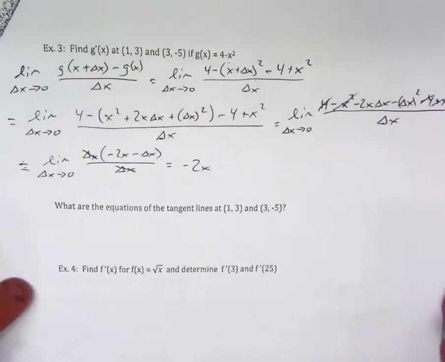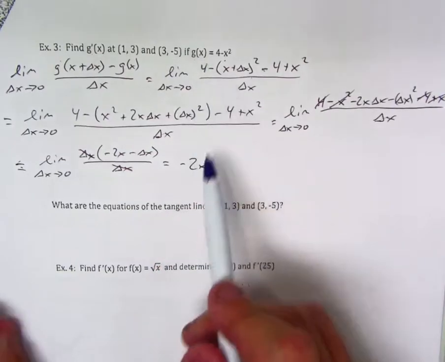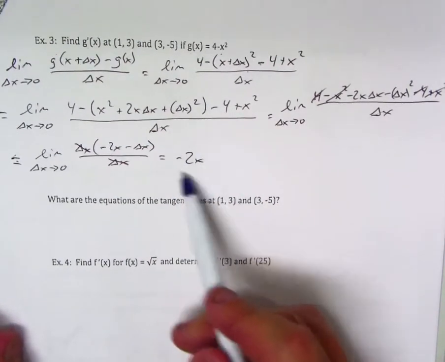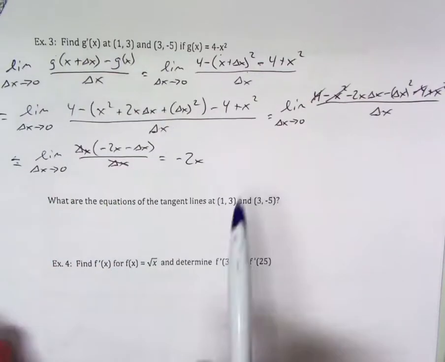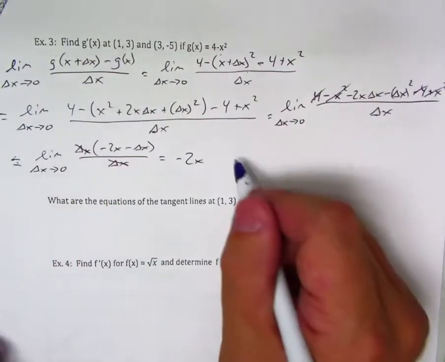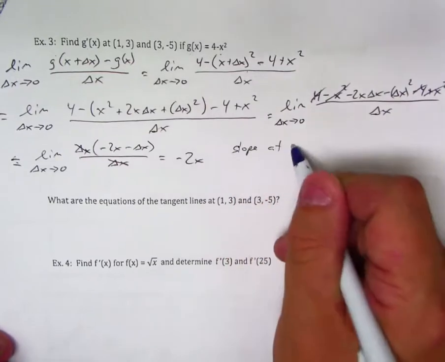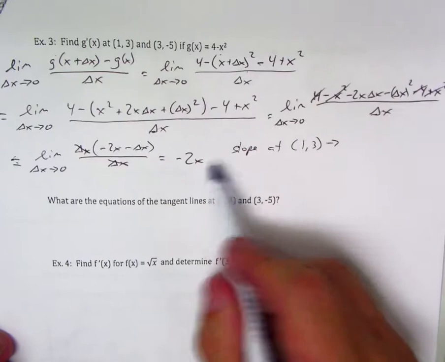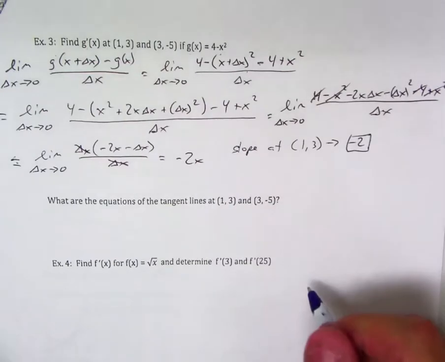And again, understand what this is. This is the derivative of the g function. This will find slopes of tangent lines at any point along this curve. So we use it when it said find g prime at 1, 3, and 3, negative 5. Well, now we need to find those slopes. So the slope at 1, 3, we could plug 1 in for x, 1 into the derivative, and we get negative 2. So the slope of the tangent line at 1, 3 is negative 2.